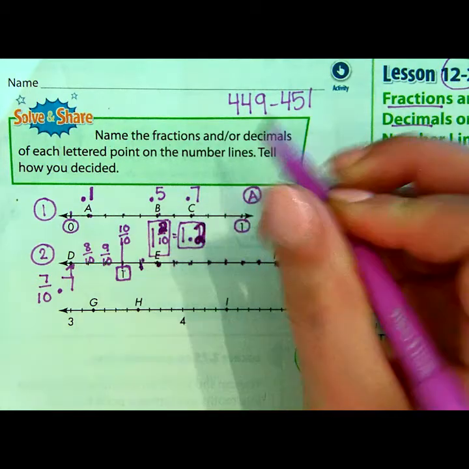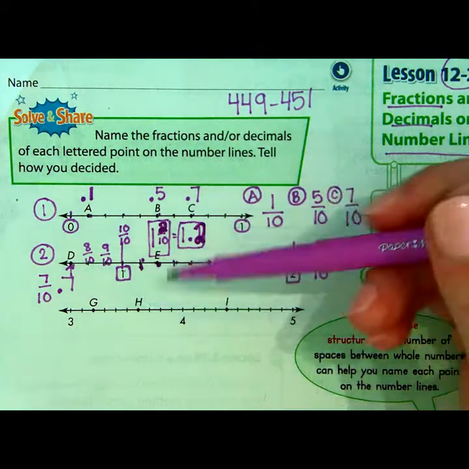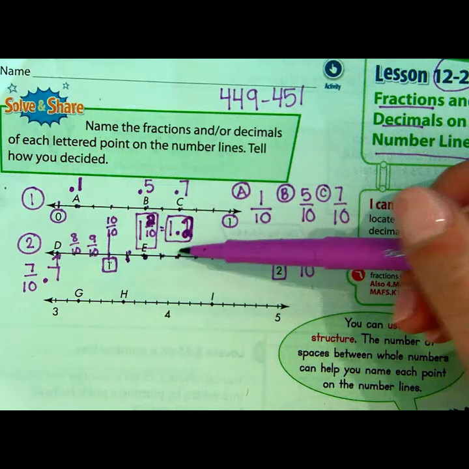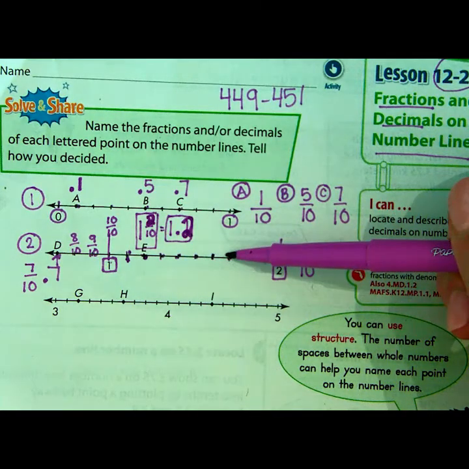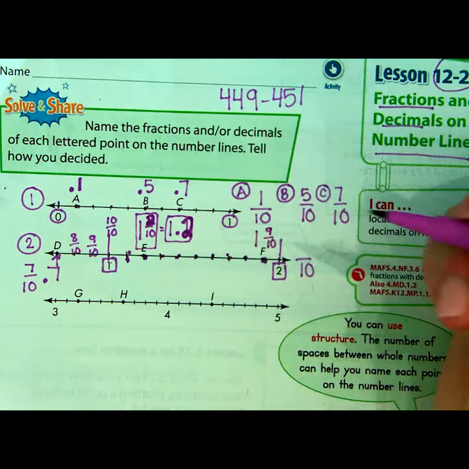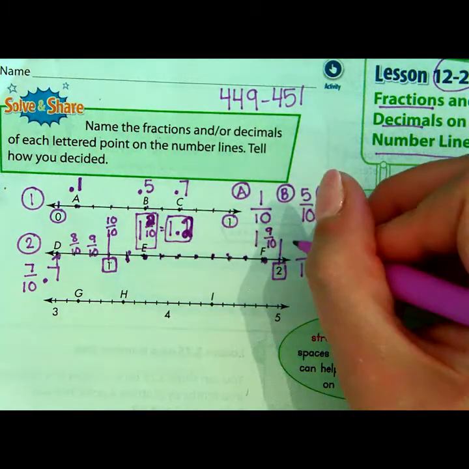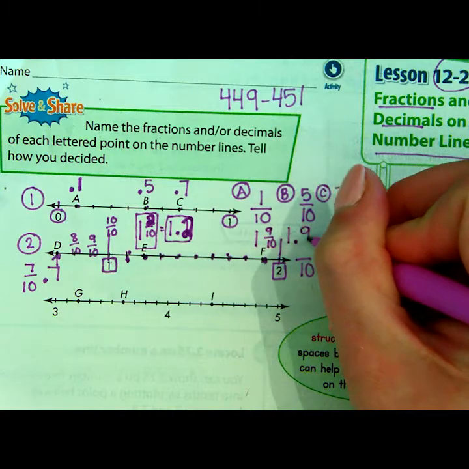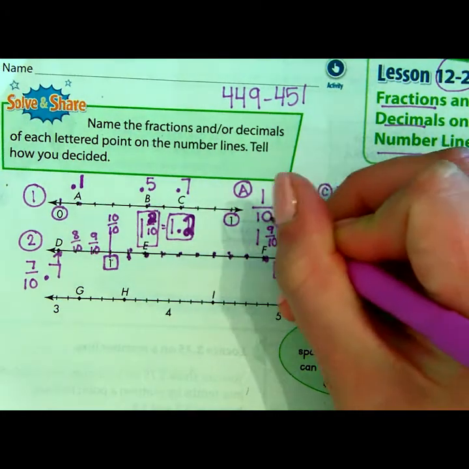There you go, 1 2/10. So this would be 3/10, 4/10, 5/10, 6/10, 7/10, 8/10, and 9/10. So 1 9/10. If I were going to write it as a decimal, it would be written 1.9. So there's the decimal, there's the mixed number.